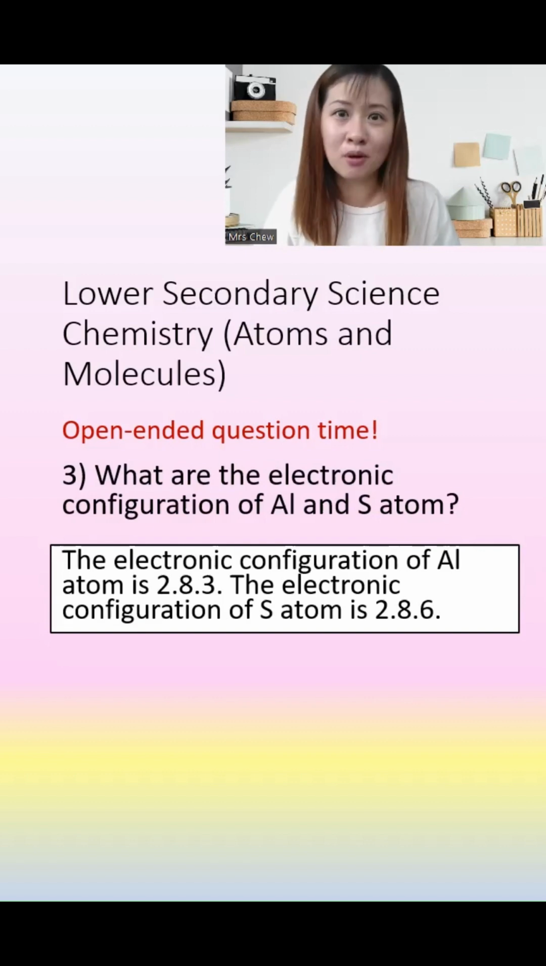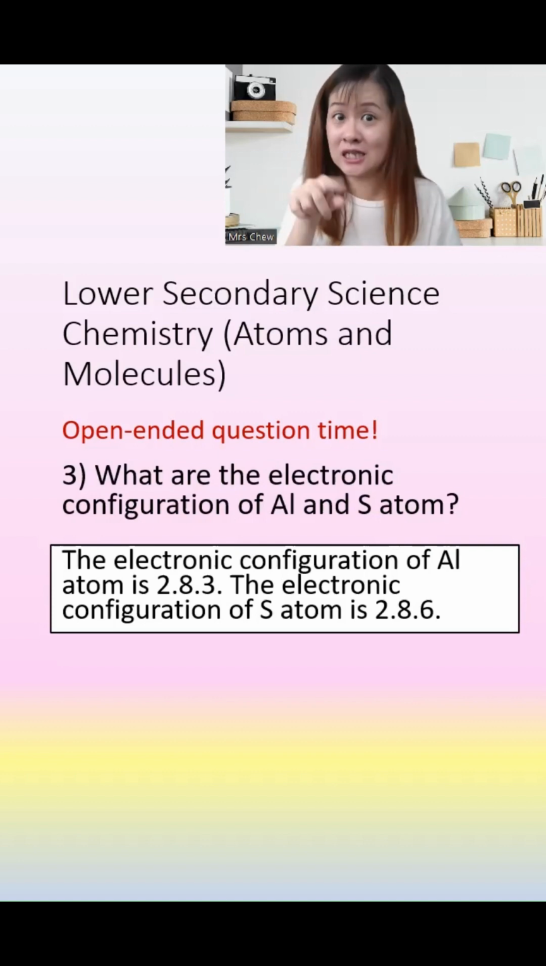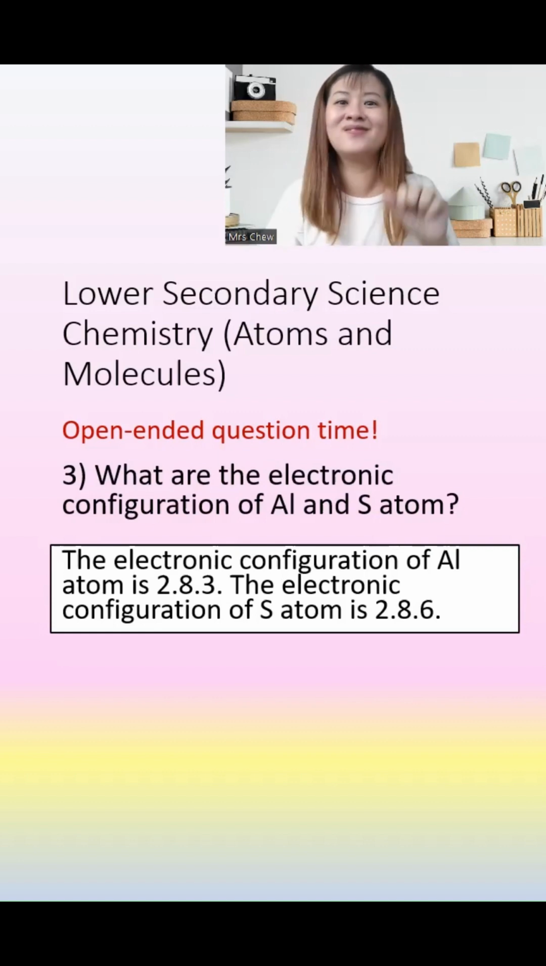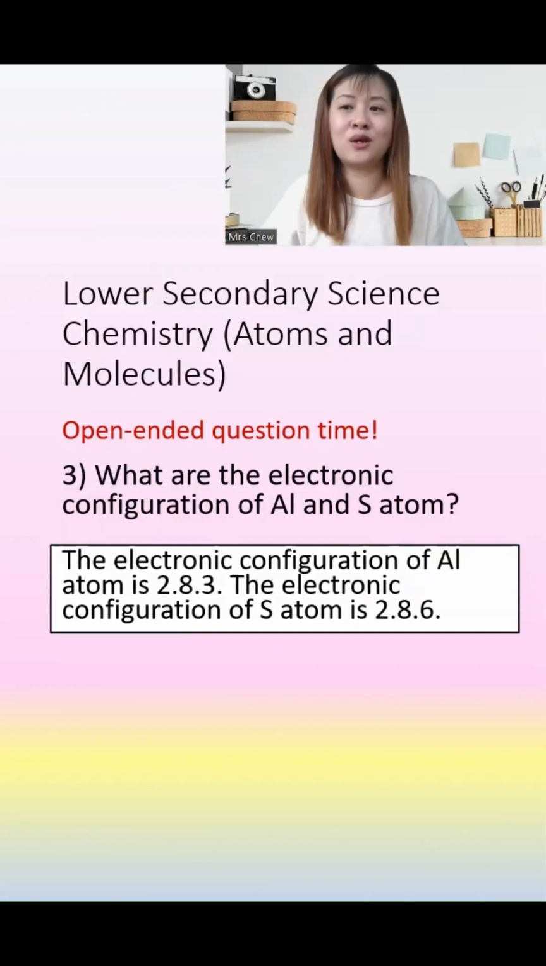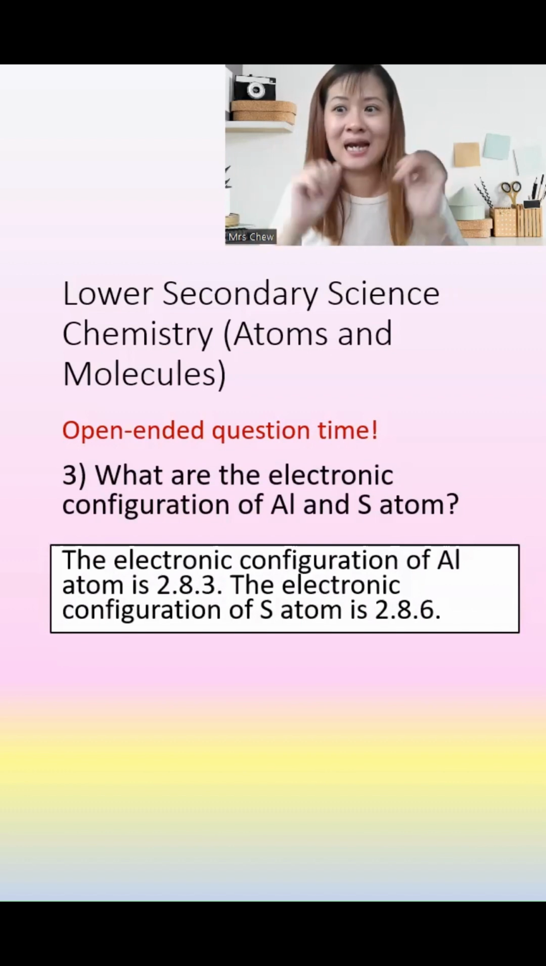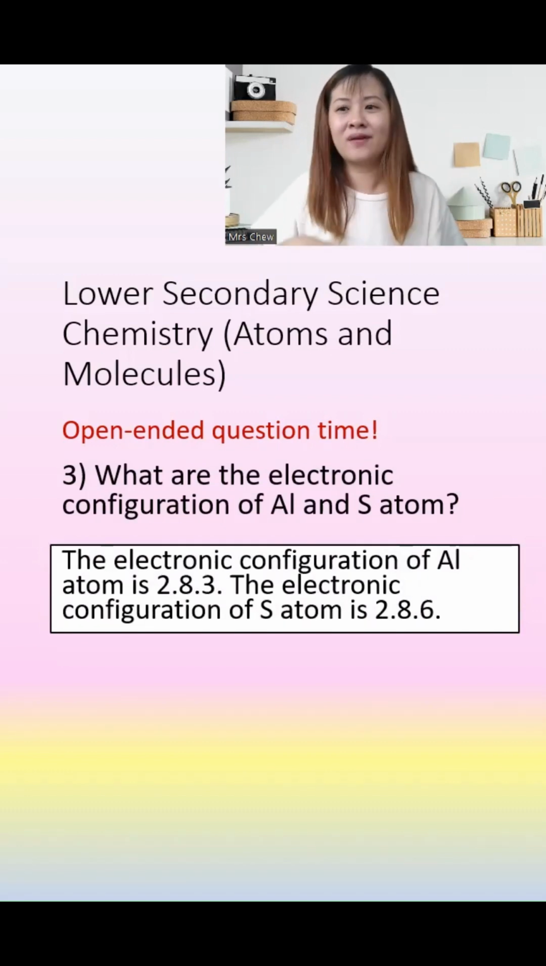2.8.6 because the proton number is 16. Therefore, it has 16 electrons. You can do the allocation: 2.8.6. The first shell can only take 2. The second and the third shell onwards, you can take up to a maximum of 8 electrons. And therefore, 2.8, you are left with 6 electrons and it will be in the third shell.